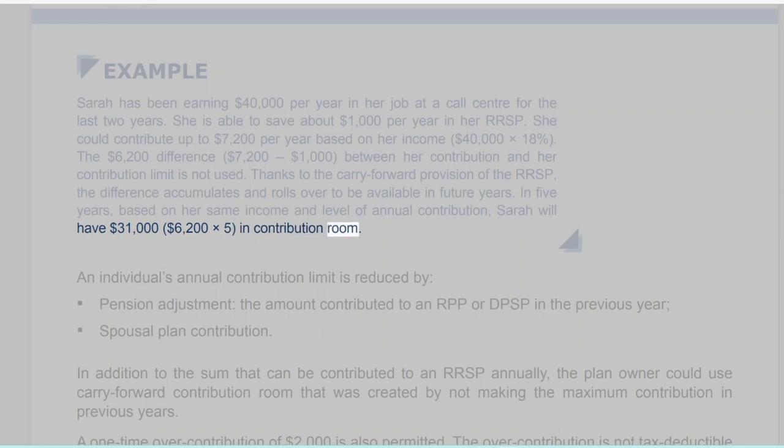An individual's annual contribution limit is reduced by the Pension Adjustment, the amount contributed to an RPP or DPSP in the previous year, and by Spousal Plan Contributions. In addition to the sum that can be contributed to an RRSP annually, the plan owner could use carry-forward contribution room that was created by not making the maximum contribution in previous years.